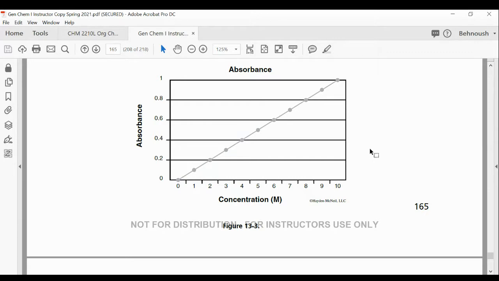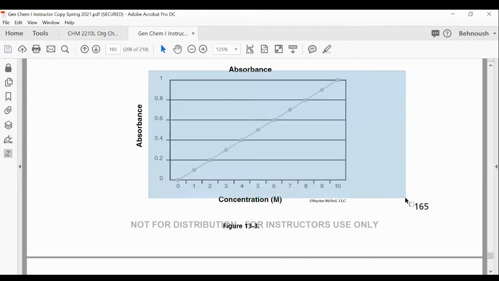So, the two purposes of the experiment: first of all, you don't know that if the concentration is 1, the absorption would always be 0.1, and that is different from one solution to another. This is just an example, a hypothetical calibration curve. You're not using this calibration curve.